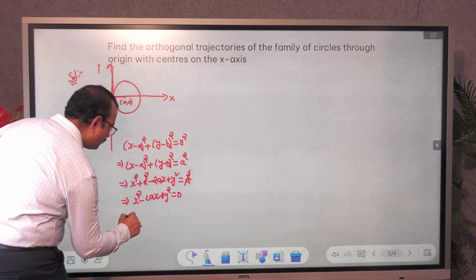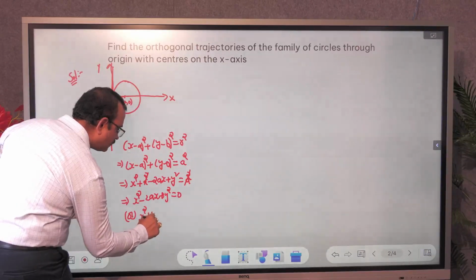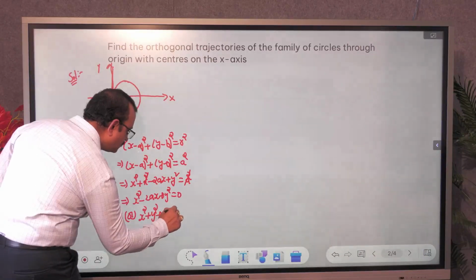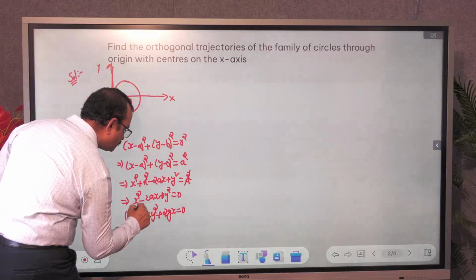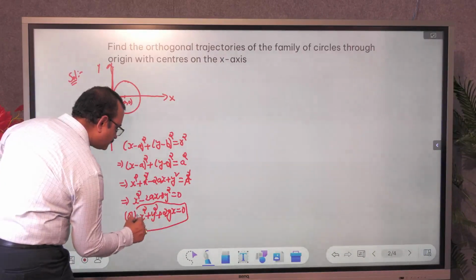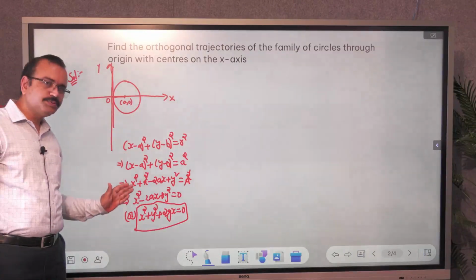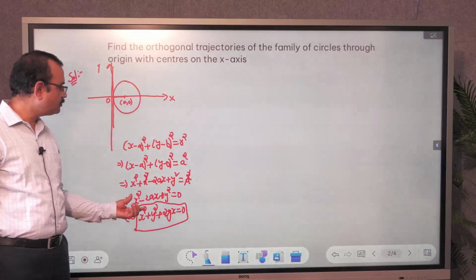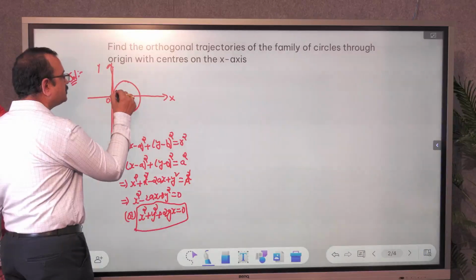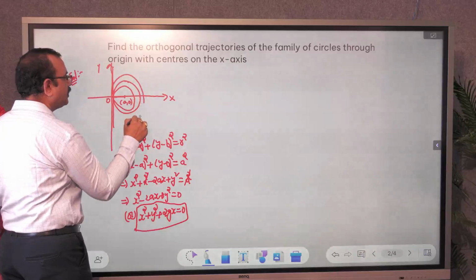Or otherwise, simply we can write it as x square plus y square plus 2gx is equal to 0. So this is the general equation. Directly, if you remember this, then we can write it, and otherwise we can find it like this by using the basic definition also. So now, as I said, this is nothing but the family of circles, meaning all the circles crossing through the origin and having centers on the x-axis.